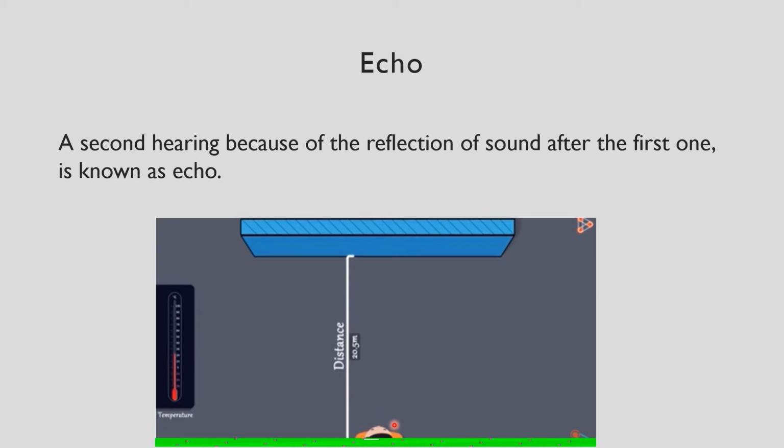But the sharpness of sound that you hear after the echo is lower than the sound you create. That is because some energy of the sound is absorbed by the surface when it hits the surface, and the rest of the sound energy is reflected back and comes to your ear. So that is why you hear it as hello, hello, hello, hello. So this is the process of echo.